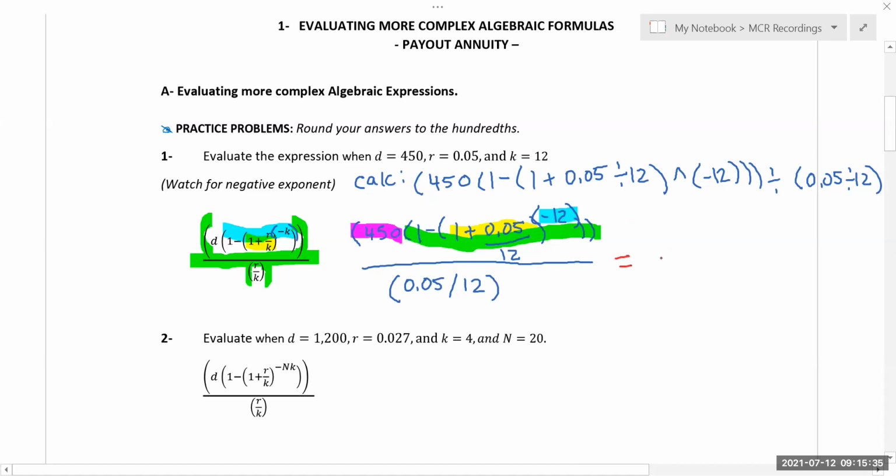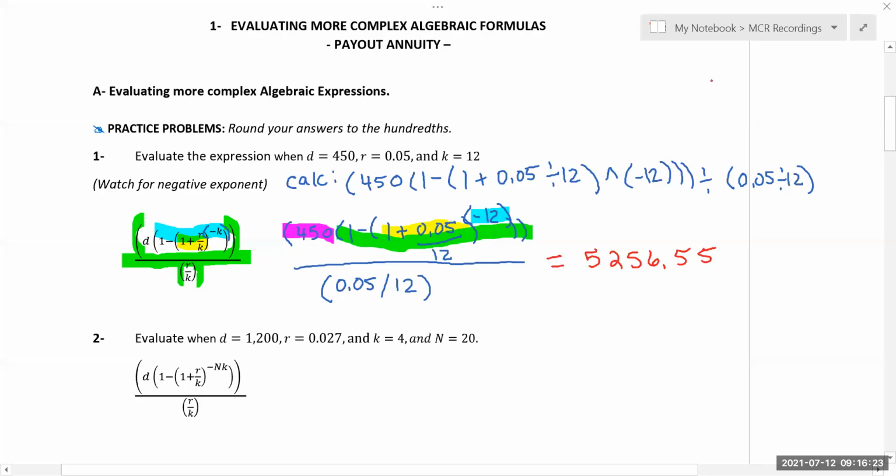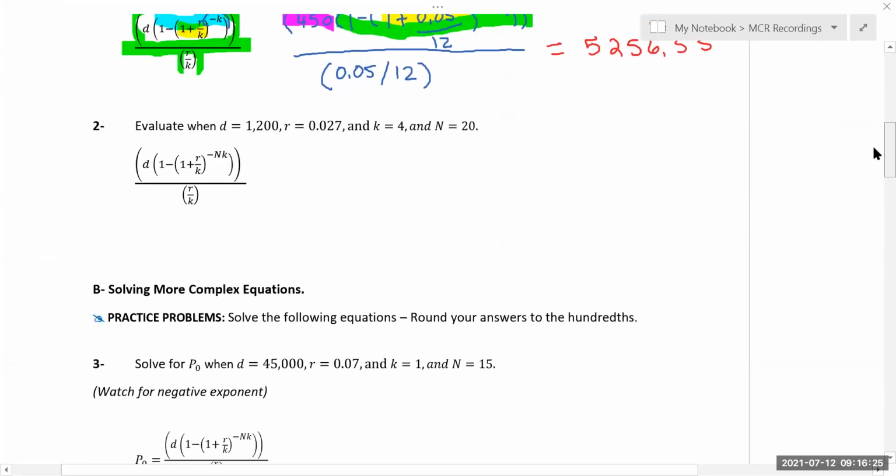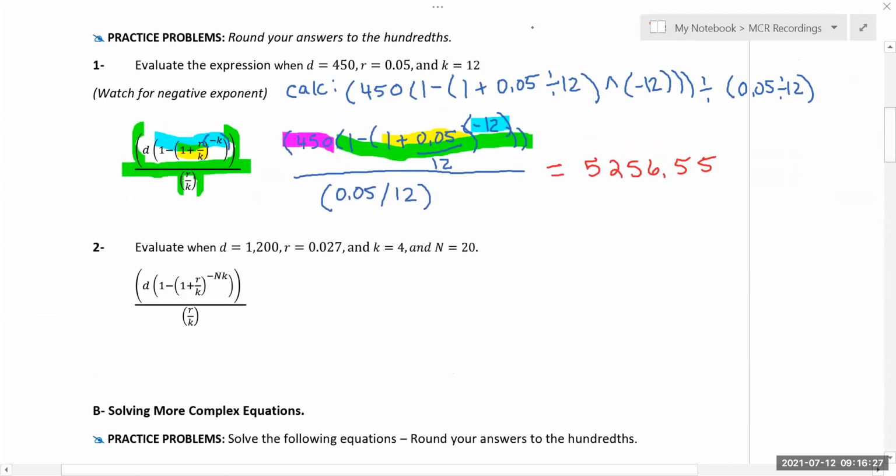What you should end up with is 5,256.55. And it says round to the nearest 100. So make sure you're pausing a minute and really making sure that you're getting that answer out of your calculator. All right, now we're going to go on to question 2.